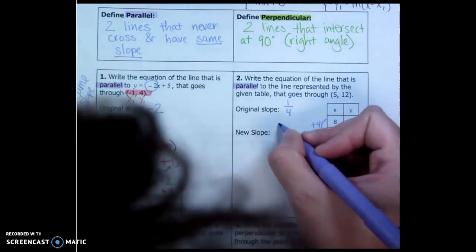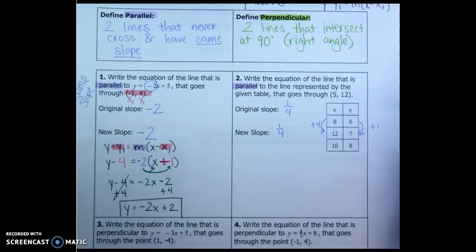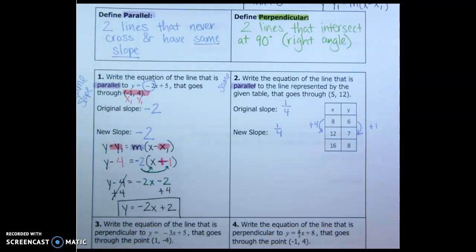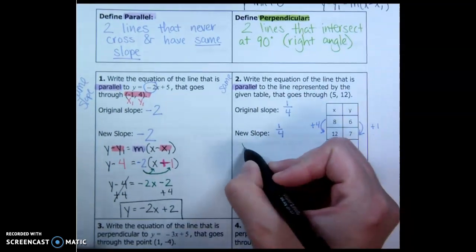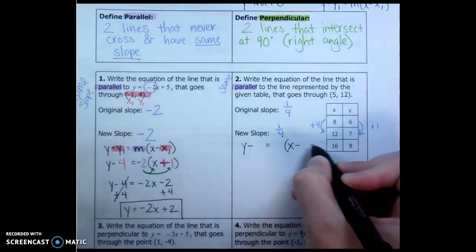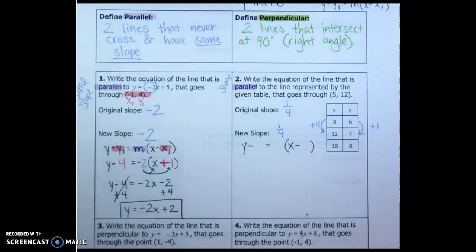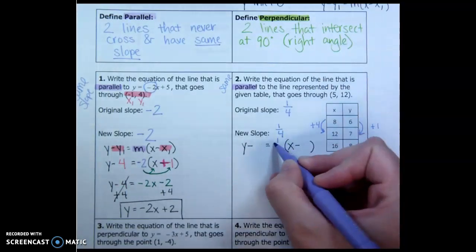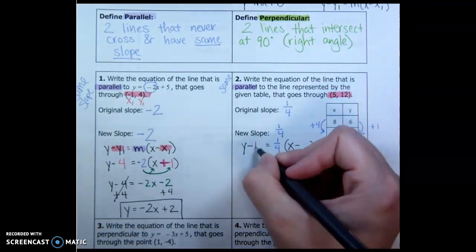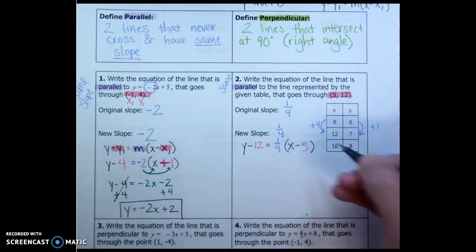So what's my new slope? 1/4, because parallel means same. Okay, now I'm going to set it up in my point-slope equation. Y minus blankety equals slope times x minus blankety. 1/4 goes here. My new point is (5, 12). So y minus 12, x minus 5.